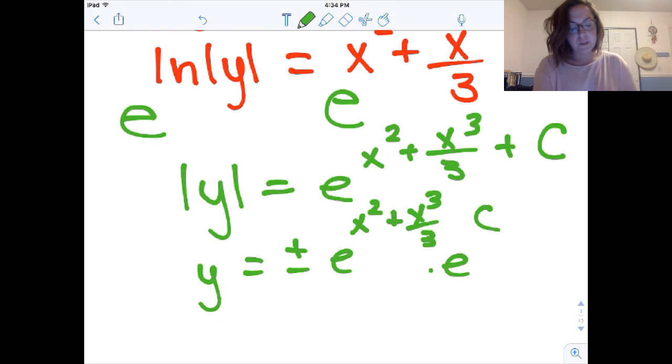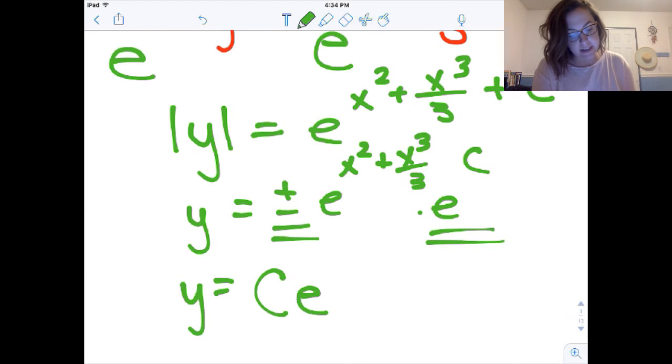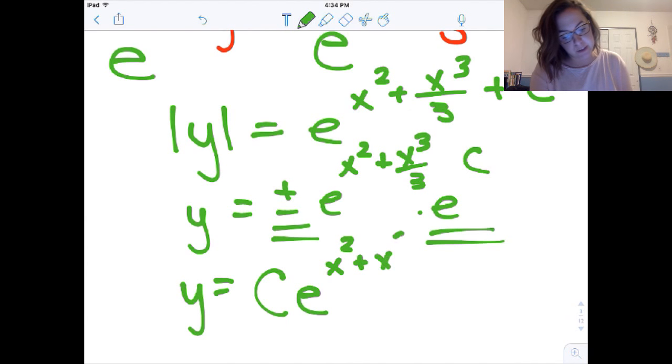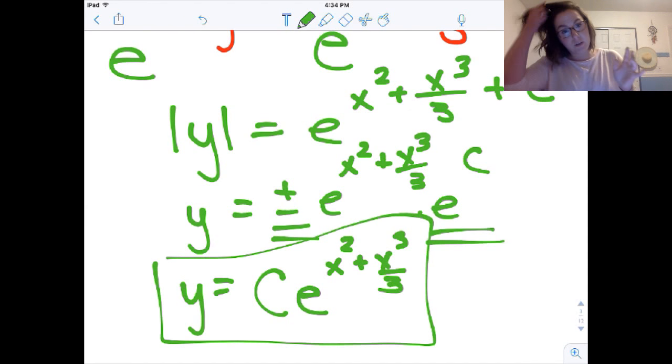So this is still a constant. Since that constant could be positive or negative, I'm going to drop the plus or minus. C e to the x squared plus x cubed over 3. It is totally not wrong if you didn't drop the plus or minus there.